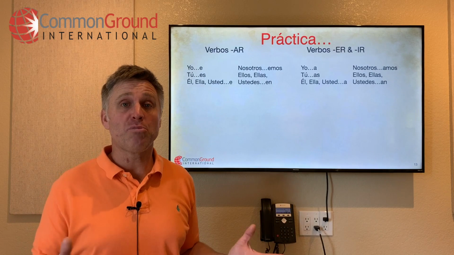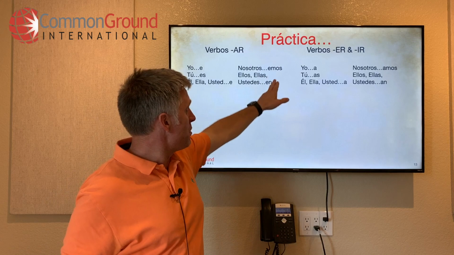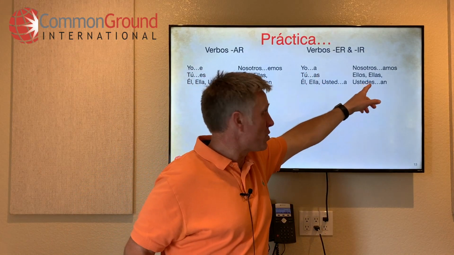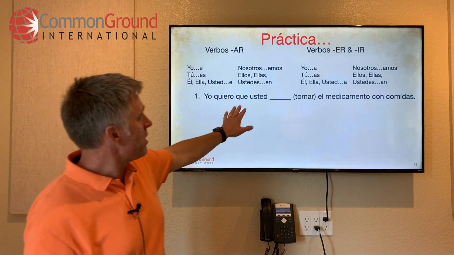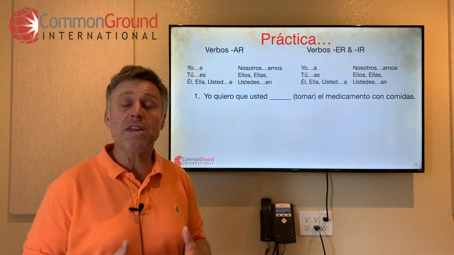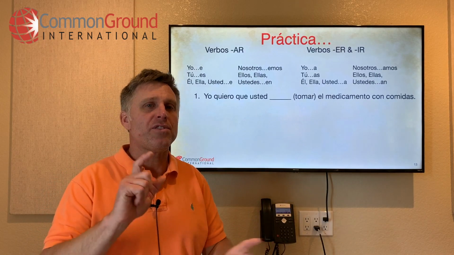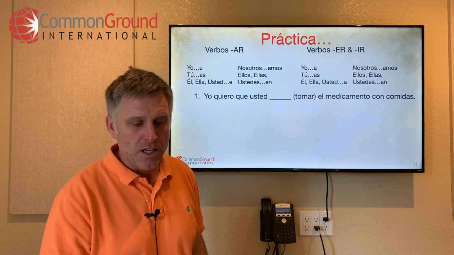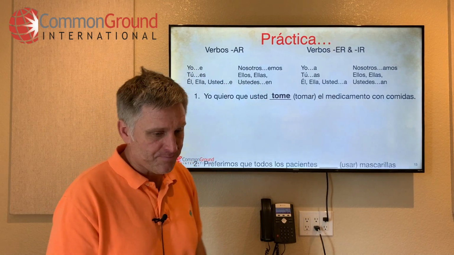Okay, vamos a practicar un poquito. We've got our verbos AR ending in e, es, e, emos, and en. And then our verbos ER, IR ending in a, as, a, amos, and an. Okay? Bien. So, tenemos una frase. Yo quiero que usted tomar el medicamento con comidas. I want you to take this medication with food or with meals. Take a second, pause me if you want to, think of the answer. Tomar. You're going to go to the O, drop the O, add the opposite ending. Yo quiero que usted tome el medicamento con comidas.